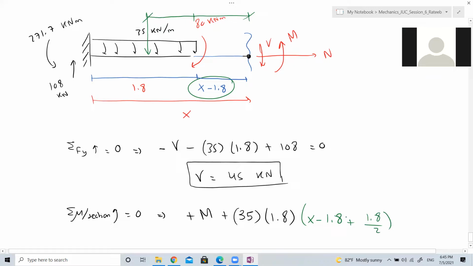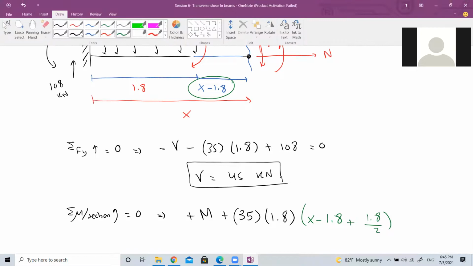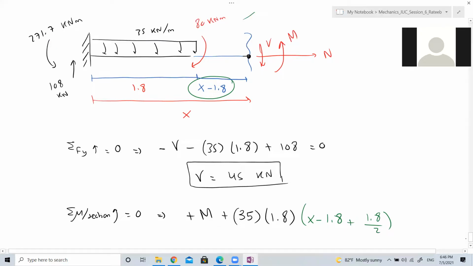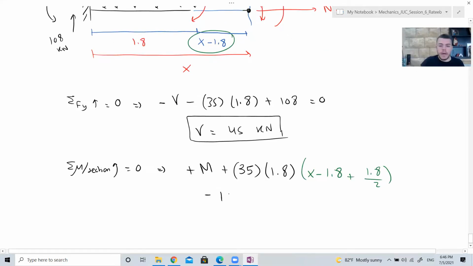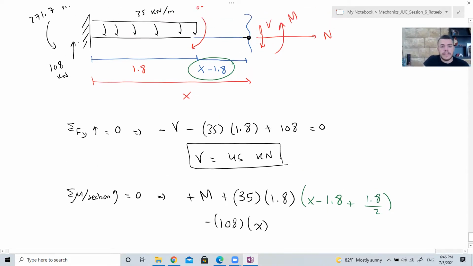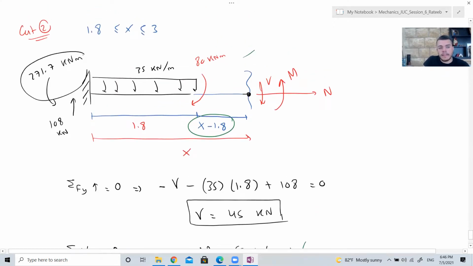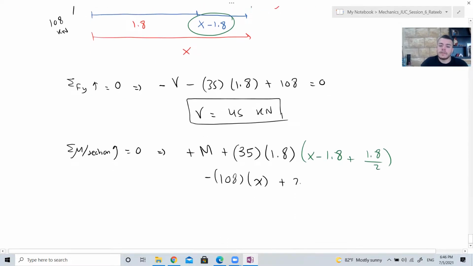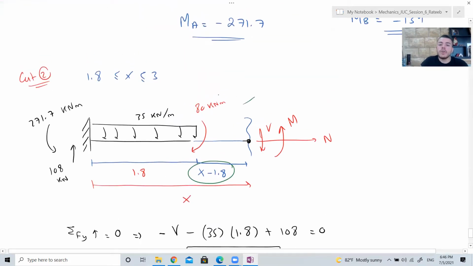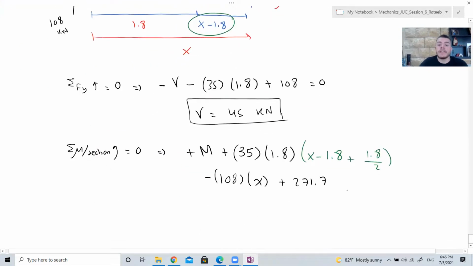Did you get me? Yes. Jaafar? Yes, doctor. Okay. Here we have minus 108 times x, which comes from here, and we have the moment of this one, which is plus 271.7, and we have the moment coming from here, which is minus 80, is equal to 0.